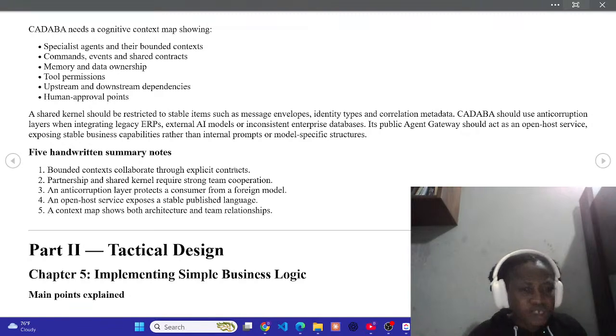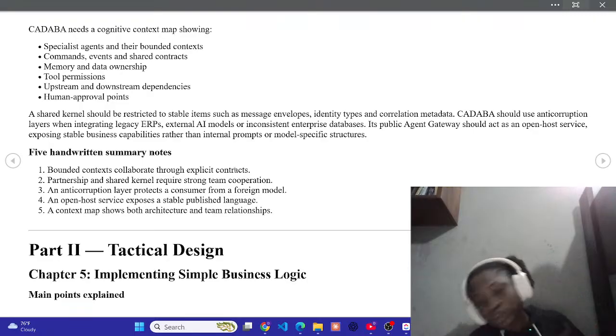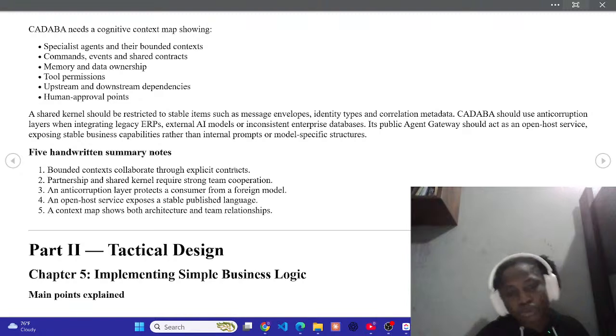An open host service exposes a stable published language. So if you are using one platform to host one domain application, and you use the same platform to host another domain application, they can expose each other's model to each other, and therefore there can be corruption or loss of information or exposure of things that they are not supposed to see. So you should make sure that you design an anti-corruption layer to prevent this.